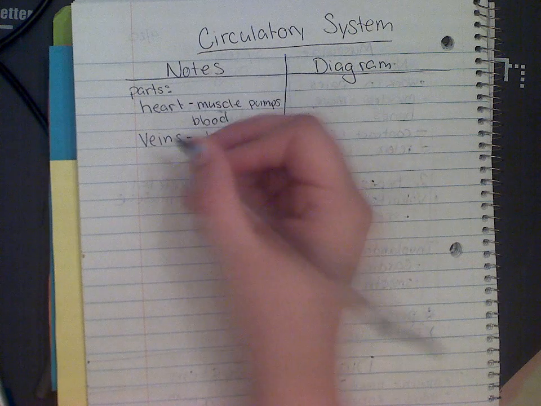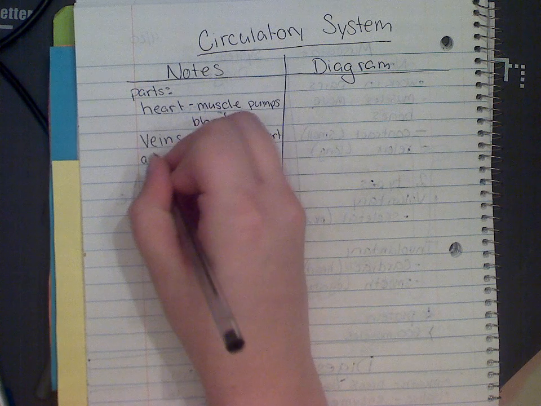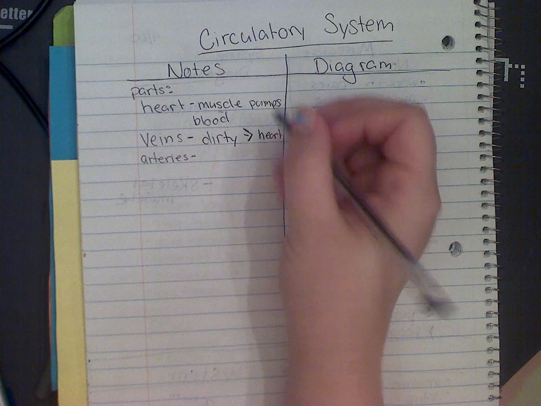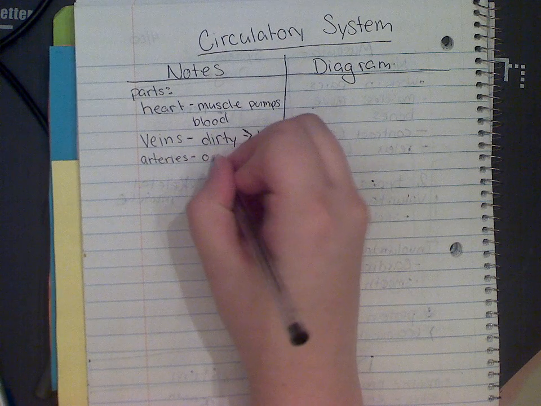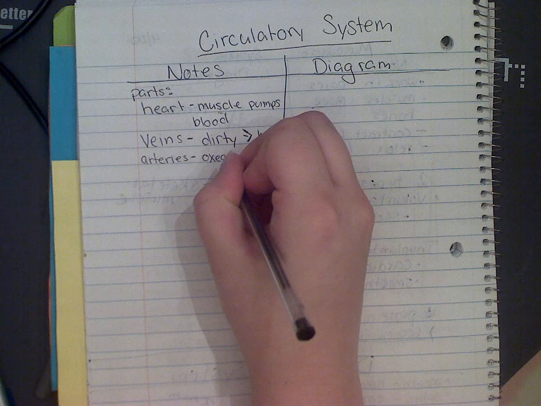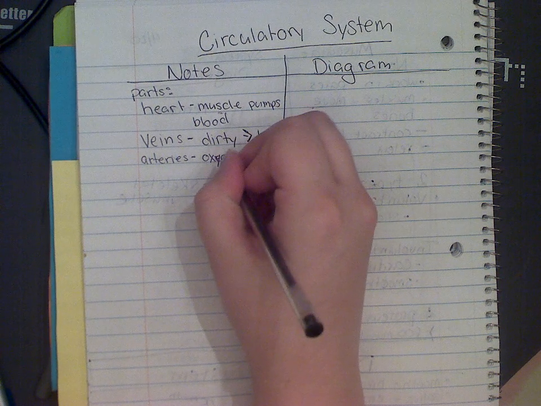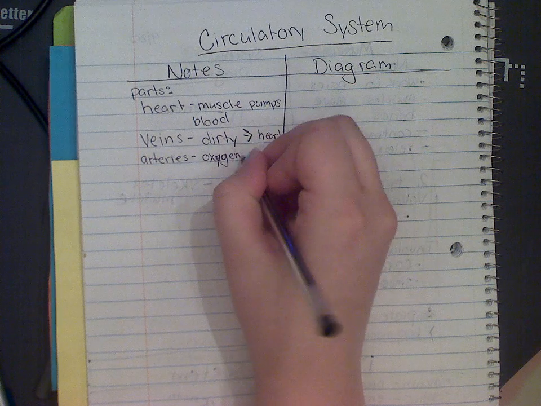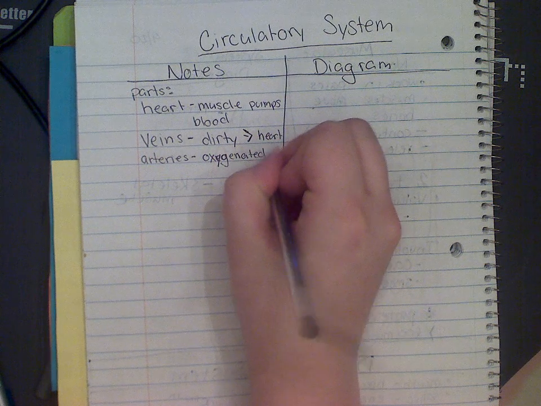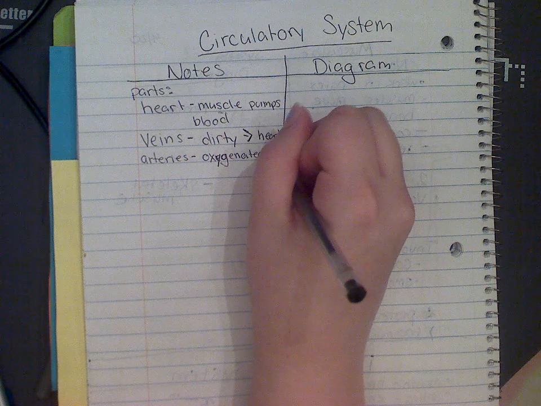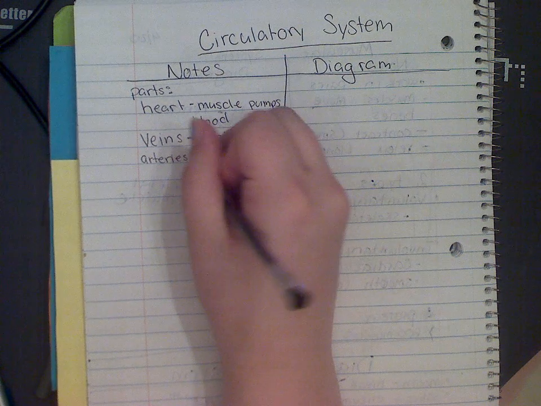And then you have your arteries. And they take the clean blood, which is the oxygenated blood. So we're going to say oxygenated. That's with a Y. Oxygenated. And they take the oxygenated blood and they take it away from the heart.